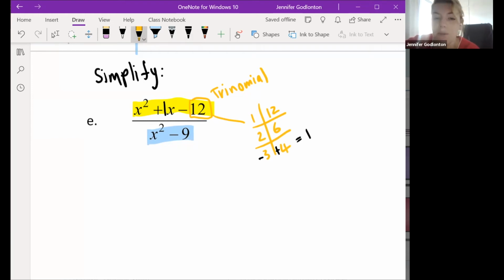Okay, so that tells me what my brackets are going to look like. So I'm going to have x minus 3, x plus 4. That's my numerator.